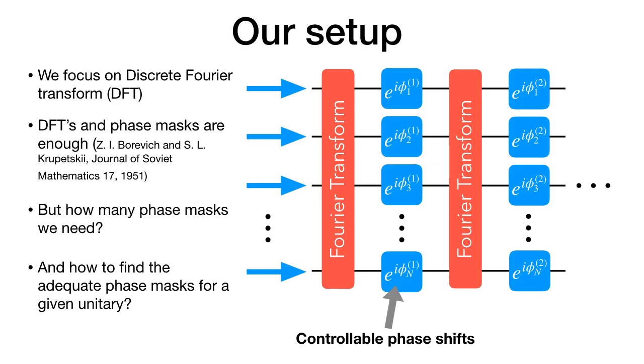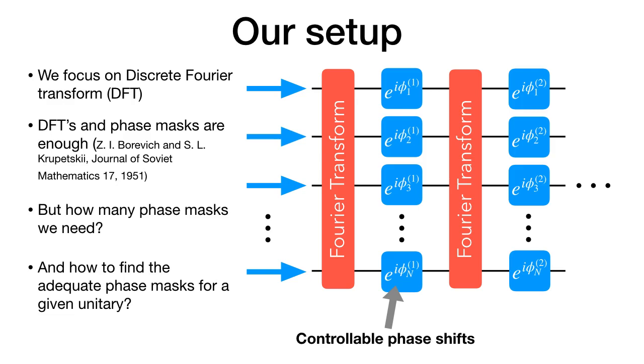In our case, we focus on the discrete Fourier transform because it will be more amenable for the mathematical treatment. For our purpose, the discrete Fourier transform is just a fixed unitary transformation, while the phase mask is a layer of controllable phase shifts. Then our setup will be a sequence of a Fourier transform followed by a phase mask, again a Fourier transform, a phase mask, another Fourier transform, and so on.